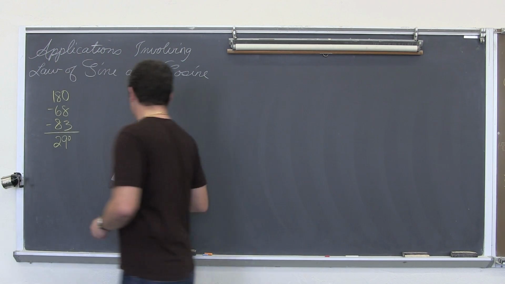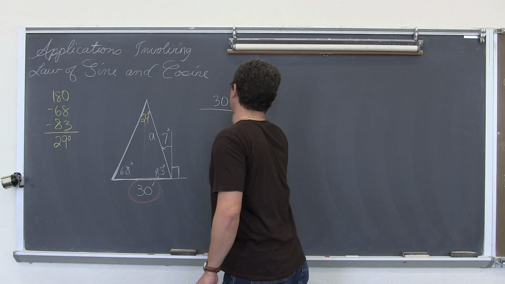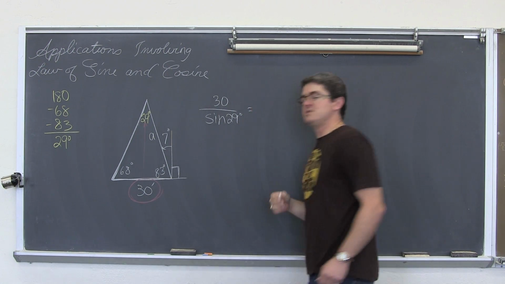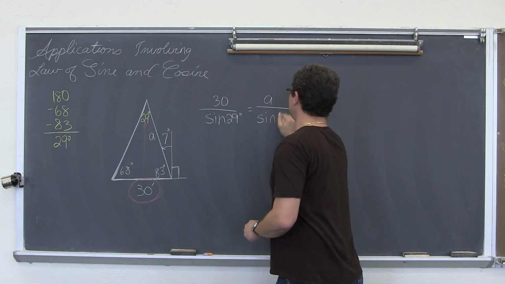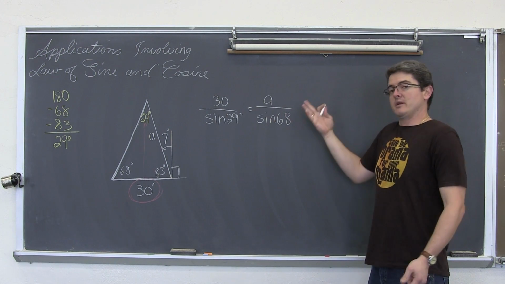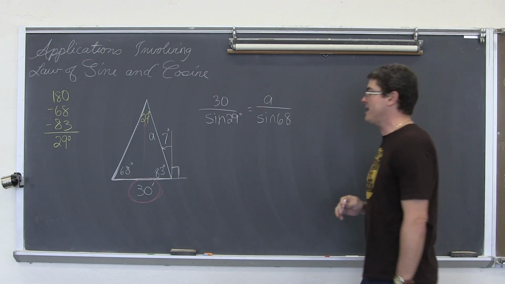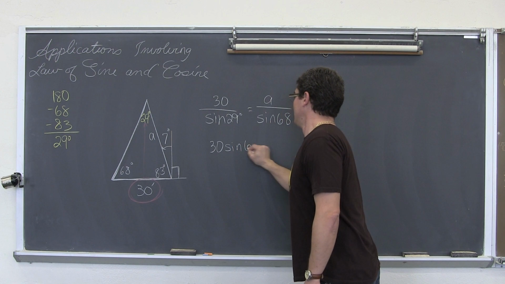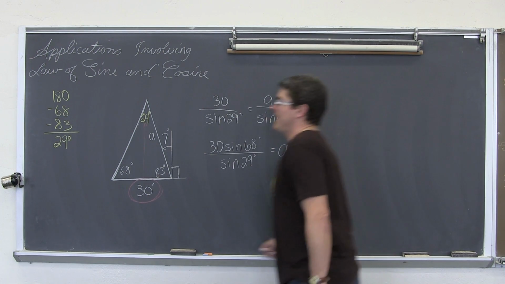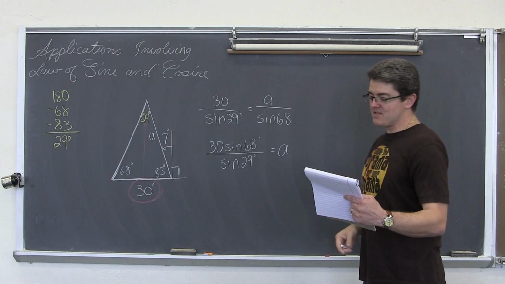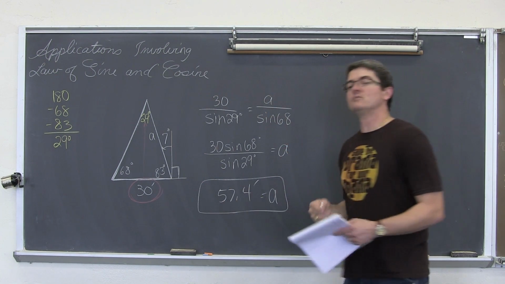Okay, so now we've got that side angle pairing that we need to be able to set up the law of sine. So we have 30 over the sine of 29 degrees is equal to, and we're looking for this length of A, and so that's going to be A over the sine of 68. And we want to get A alone, so we want to undo this division of the sine of 68. So we're going to multiply both sides by the sine of 68 and get 30 times the sine of 68 degrees over the sine of 29 degrees. And that's equal to A. And because I can't do that off the top of my head, that's going to be 57.4 feet, or units long.